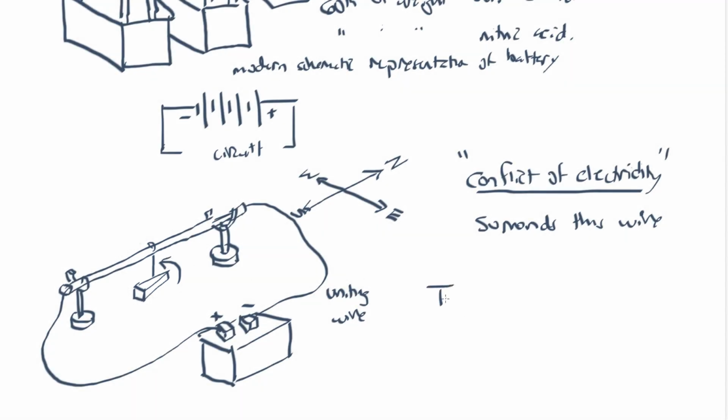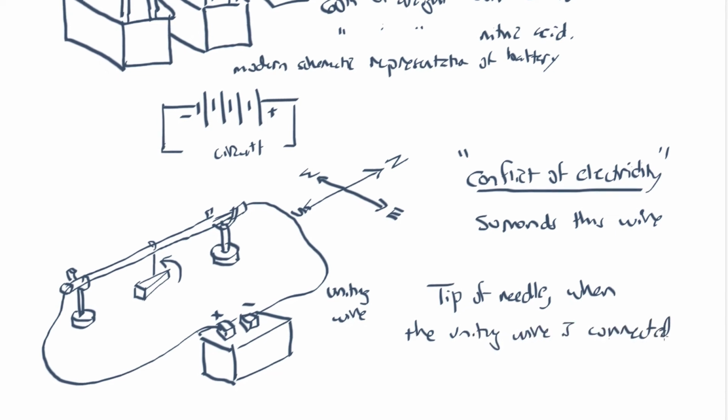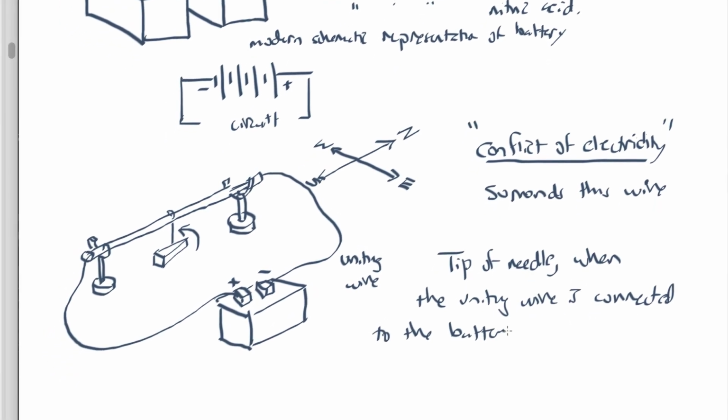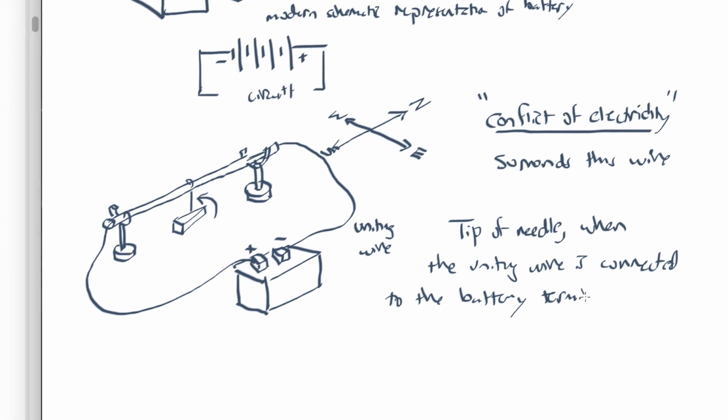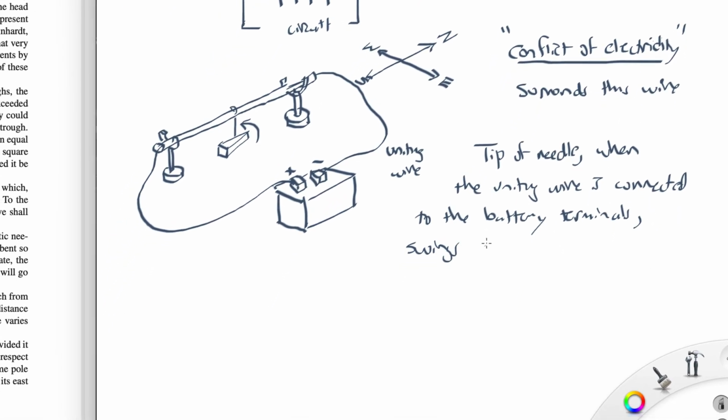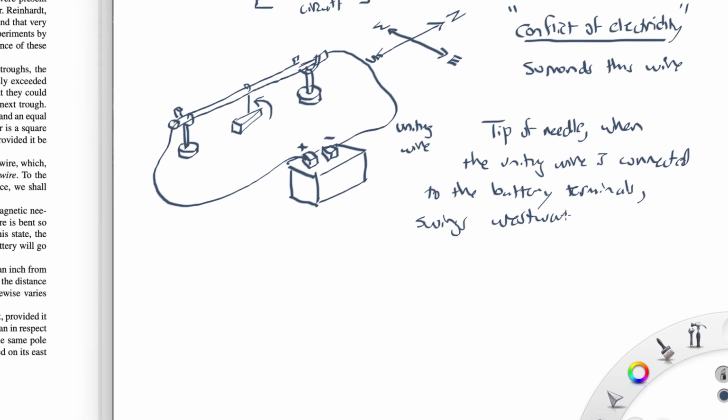So the tip of the needle, when the uniting wire is connected to the battery terminals, swings westward. Okay?